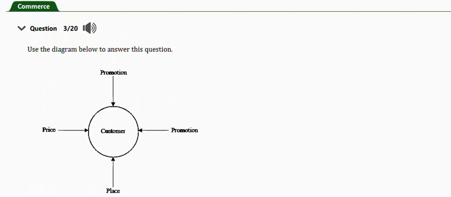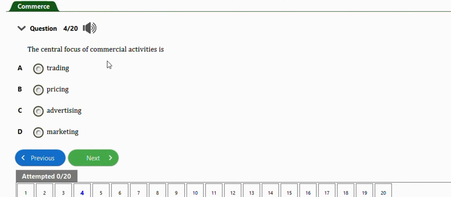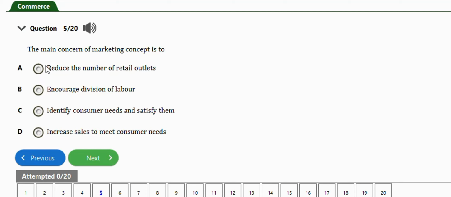Okay, next question. It says the central focus of commercial activities is trading, pricing, advertising, marketing. Right answer is option A, which is trading. Next question, it says the main concern of marketing concept is to reduce the number of retail outlets, encourage division of labor, identify consumer needs and satisfy them, or increase sales to meet consumer needs. The right answer is option C.